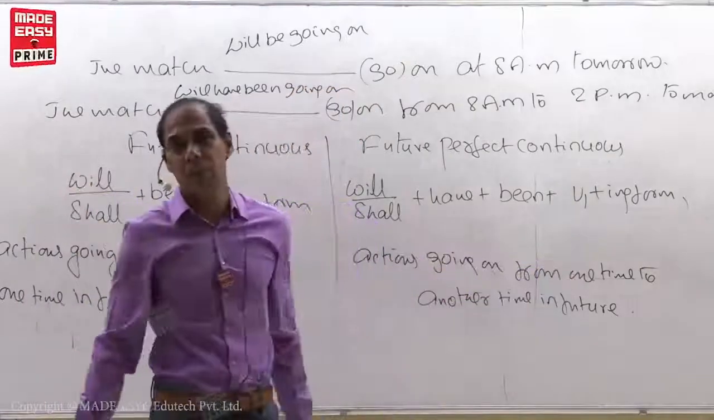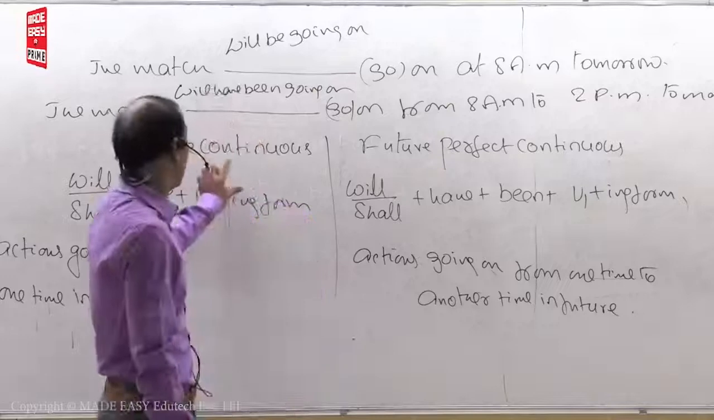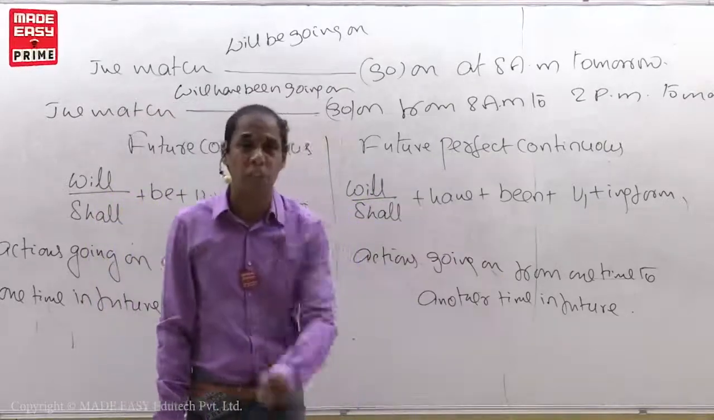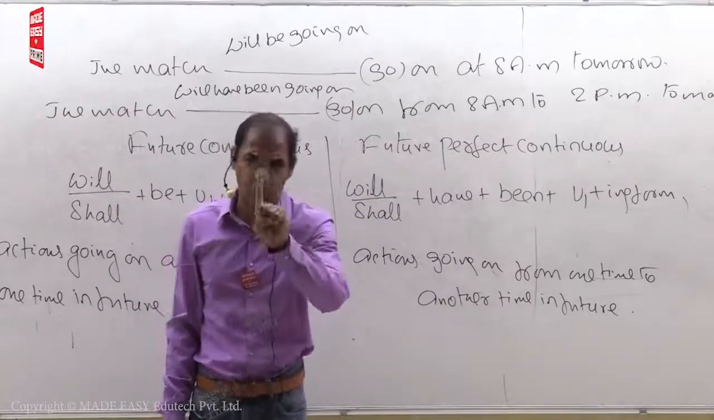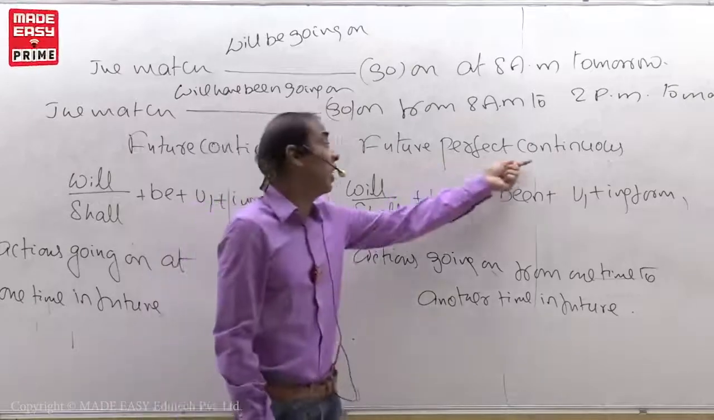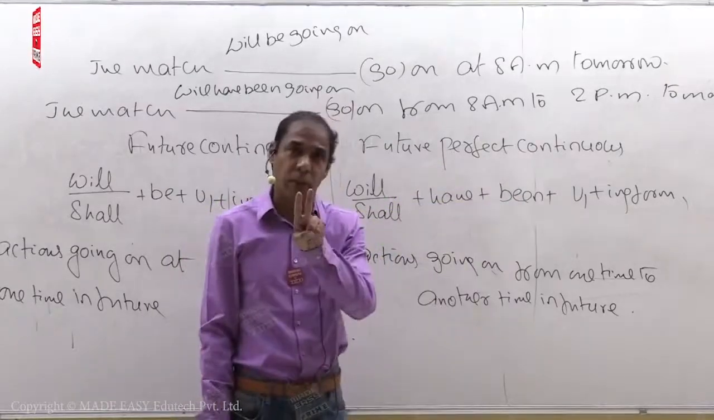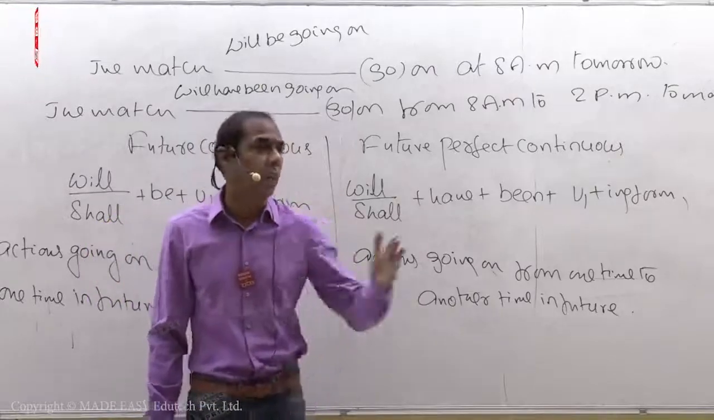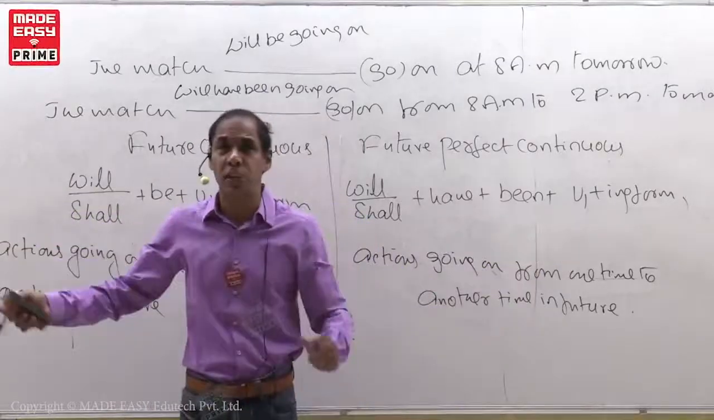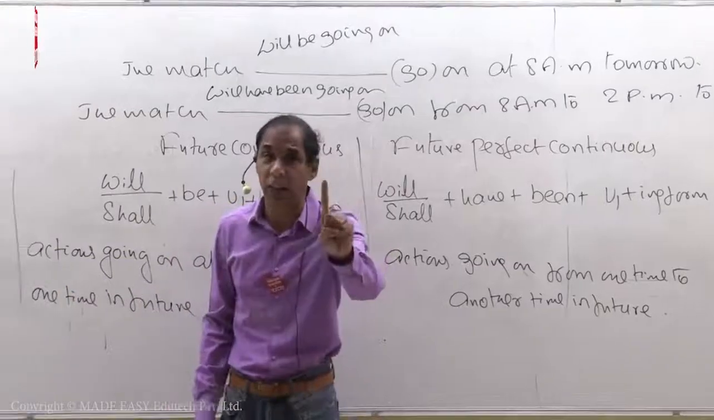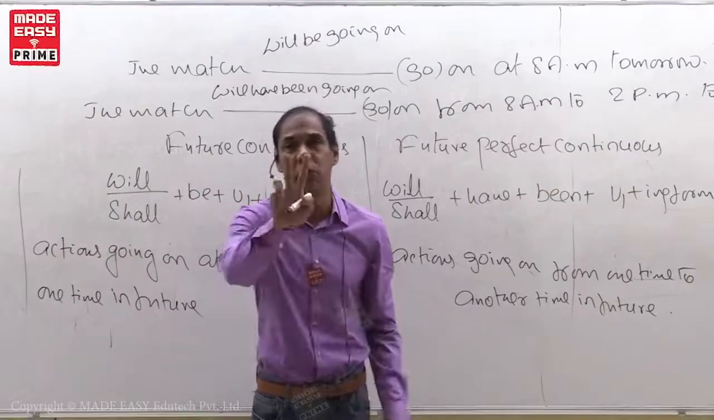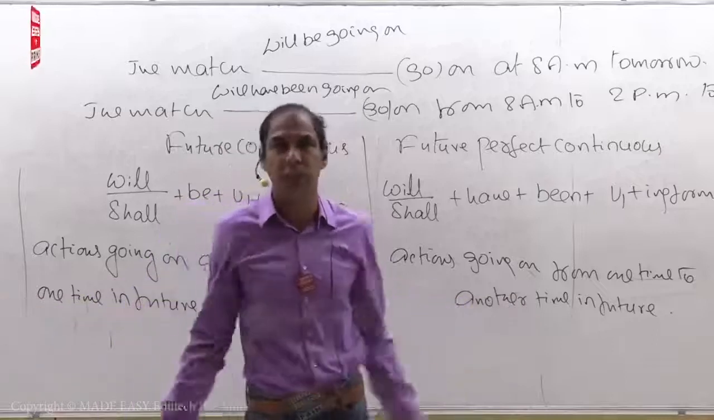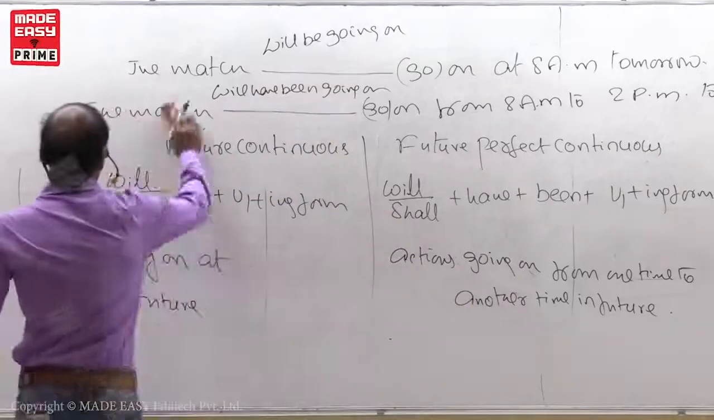Very easy, my students. So, what is the difference between continuous and perfect continuous? Continuous always expresses one time. Perfect continuous expresses two times. It may be past or future. Continuous expresses only one time. Perfect continuous expresses two times. It may be past or future. That's all. Okay. Next.